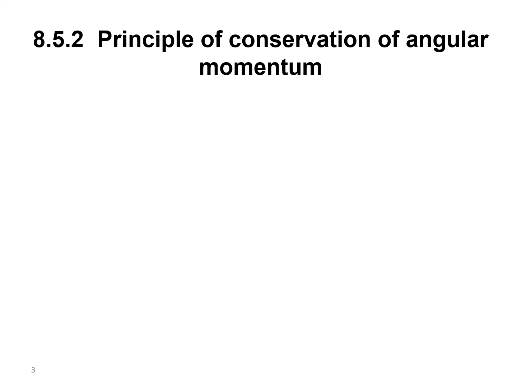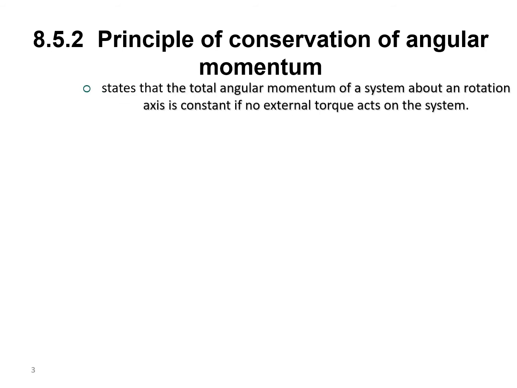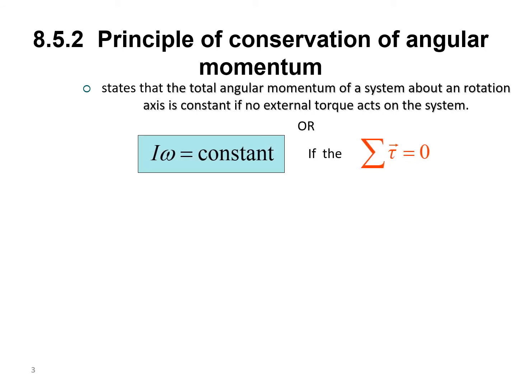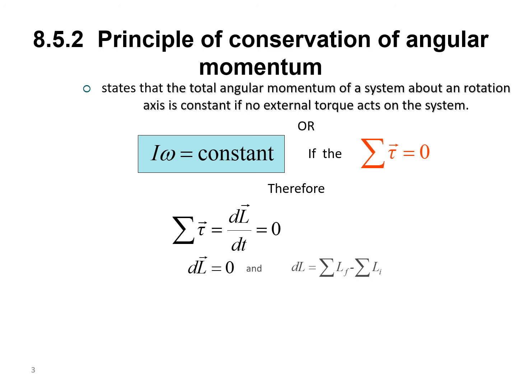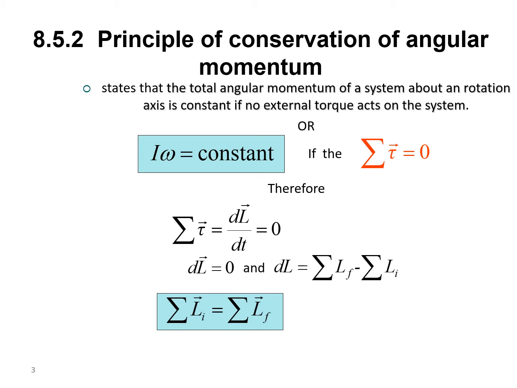For the principle of conservation of angular momentum, it states that the total angular momentum of a system about a rotation axis is constant if no external torque acts on the system. That means I omega is equal to a constant, and therefore the net torque is equal to 0. That is the condition. So the final angular momentum minus the initial angular momentum should end up with 0. Therefore, total initial equals total final.